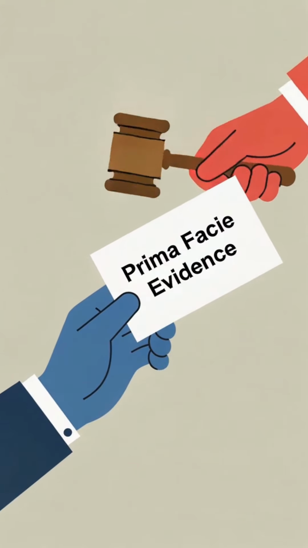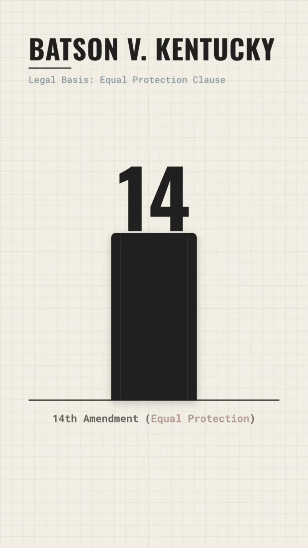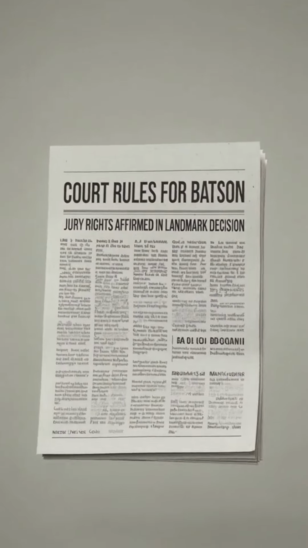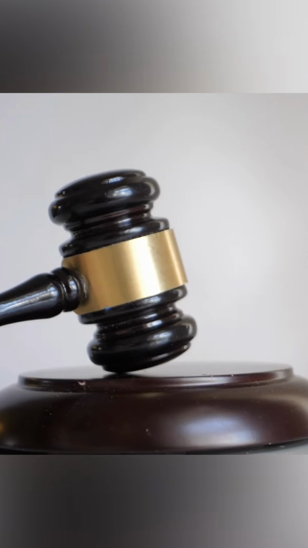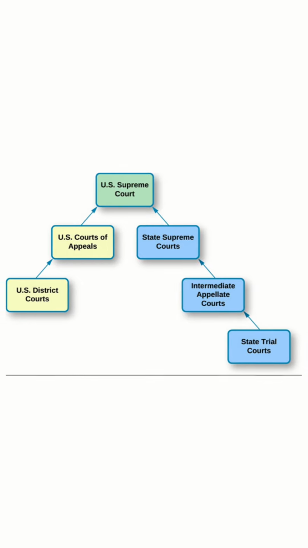If a defendant makes a prima facie showing of racial discrimination, the prosecutor must provide a race-neutral explanation for the strike. The Supreme Court ruled in Batson's favor, finding that racial discrimination in jury selection violates the Equal Protection Clause of the 14th Amendment, and sent the case back to the lower court under this new standard.